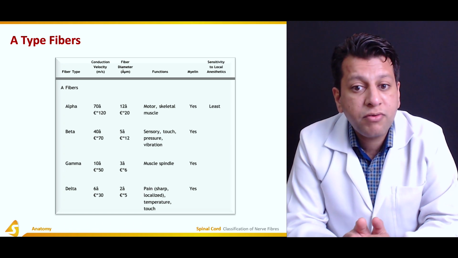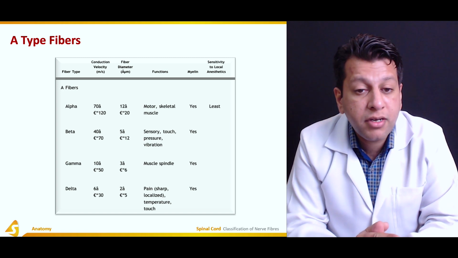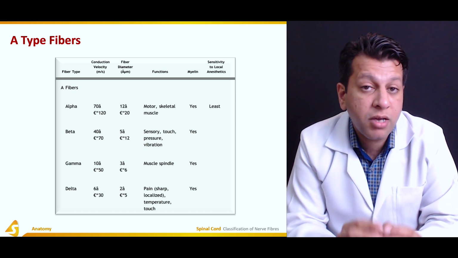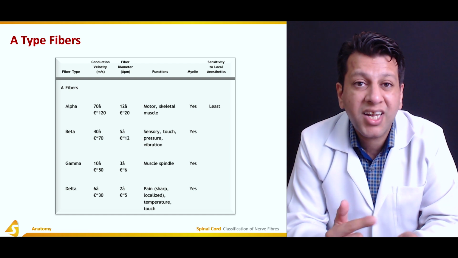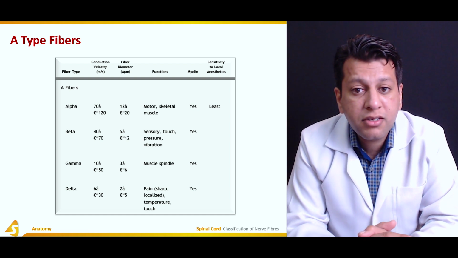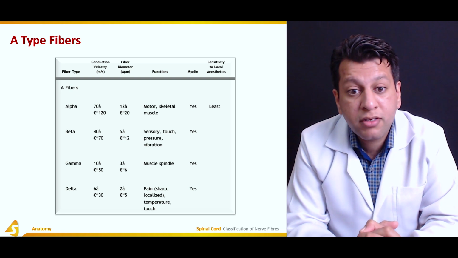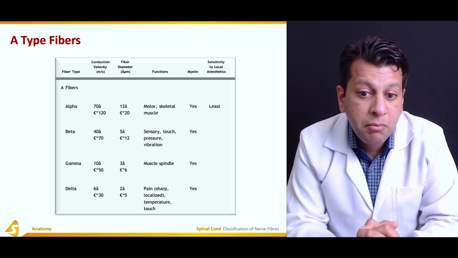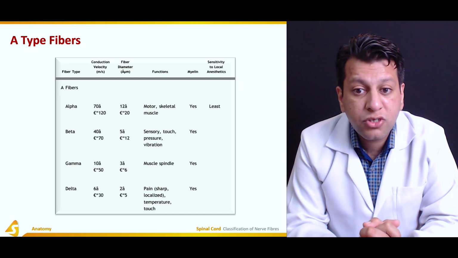If you compare that with the fiber diameter, A type fibers are thick. Why? Because there is a lot of myelination going on around them. Their size is almost 20 micrometers, beta is 5, gamma is 3, and delta is 2.